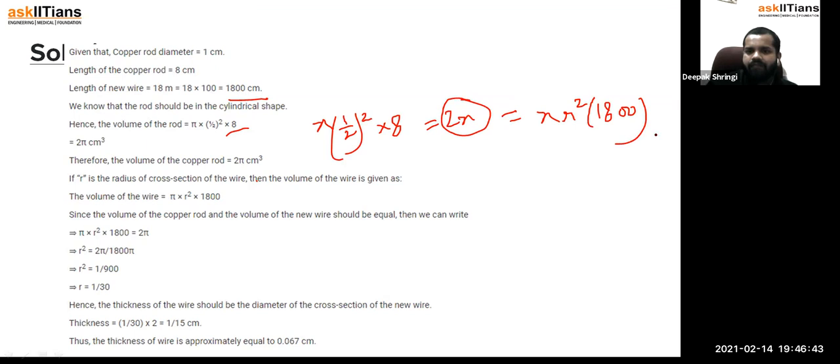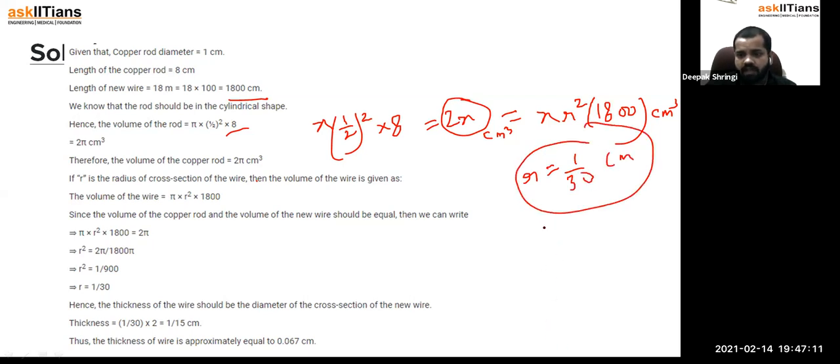Guys, be very careful regarding units, right? Because here it was centimeter cube, and you also need to convert 18 meter into centimeter, and we are also taking your R in centimeter. We are supposing that your R is in centimeter, right? So just equate it and get the value of R. R is basically 1/30, so 1/30 centimeter.